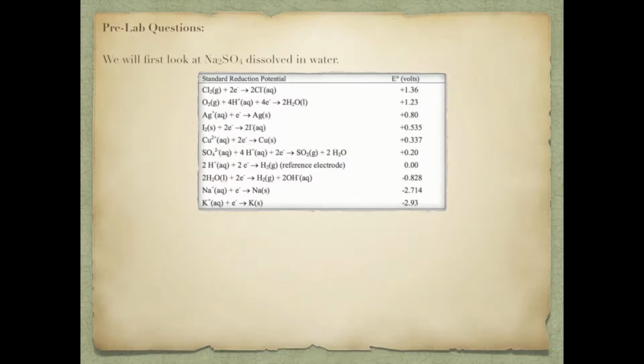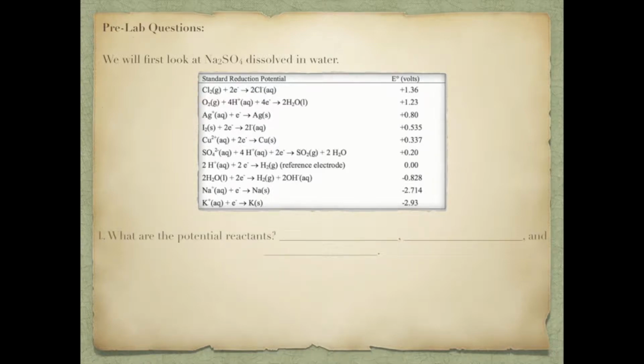So the first reaction, we're going to have some sodium sulfate dissolved in water. Okay? And what you will be given on the AP and on quizzes and tests is these standard reduction potentials, and you'll need to use those in order to determine what is actually happening. So let's look at that.